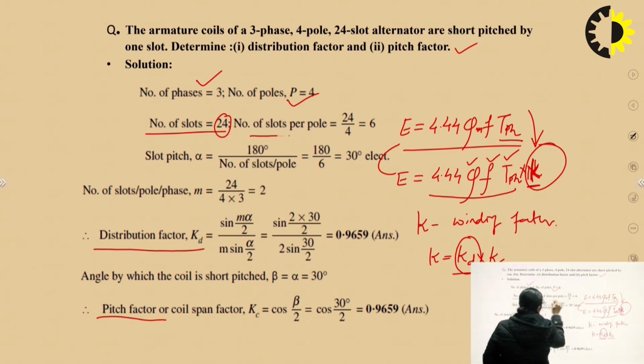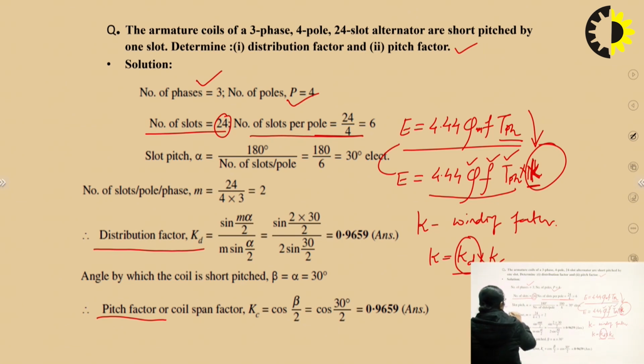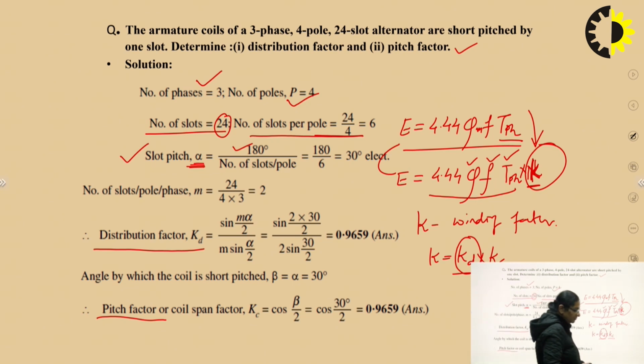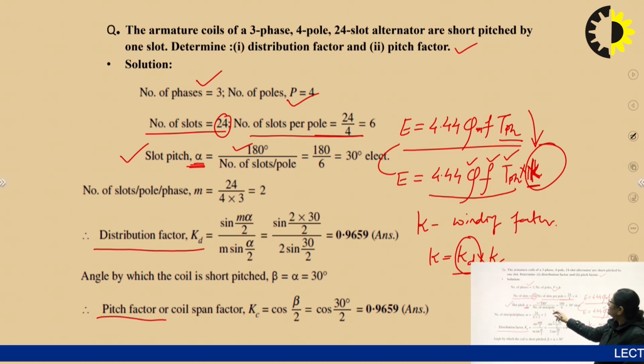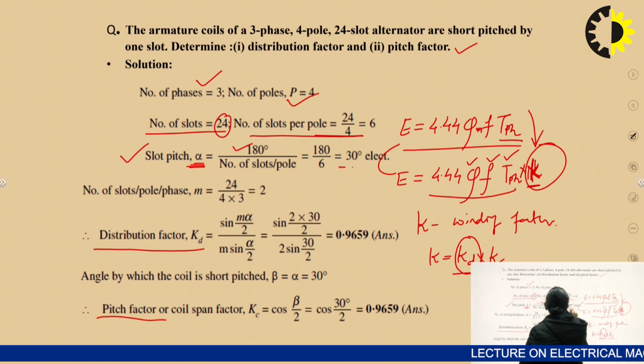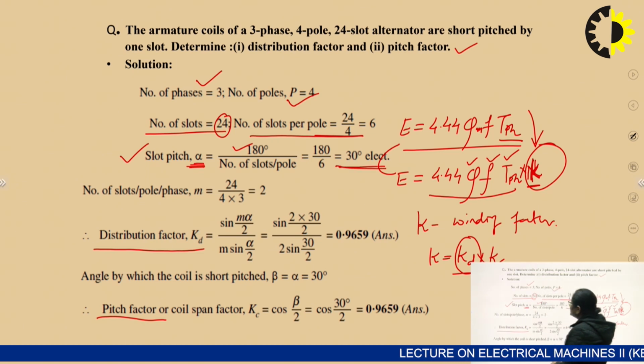So, number of slots per pole would be equal to 24 by 4. Now, short pitch, the angle alpha is the slot angle and the slot angle is given as 180 degree electrical divided by number of slots per pole. So, the slot angle comes out to be 30 degree electrical here.